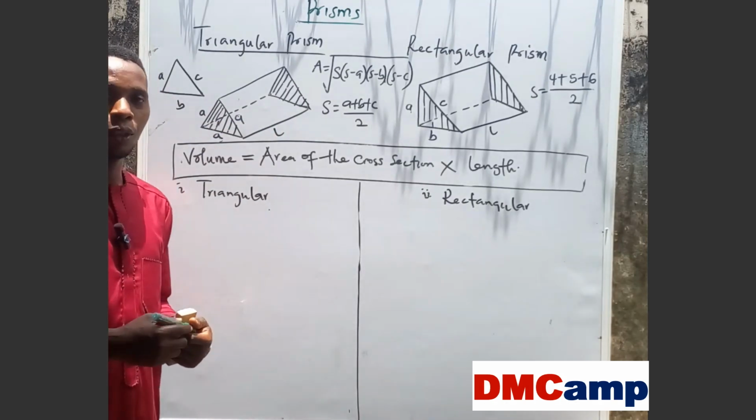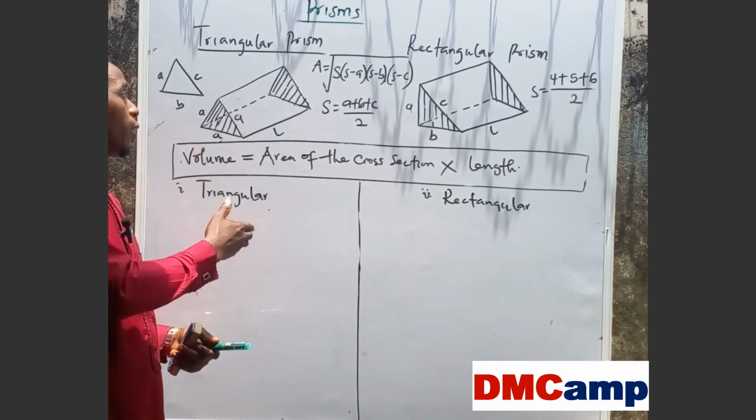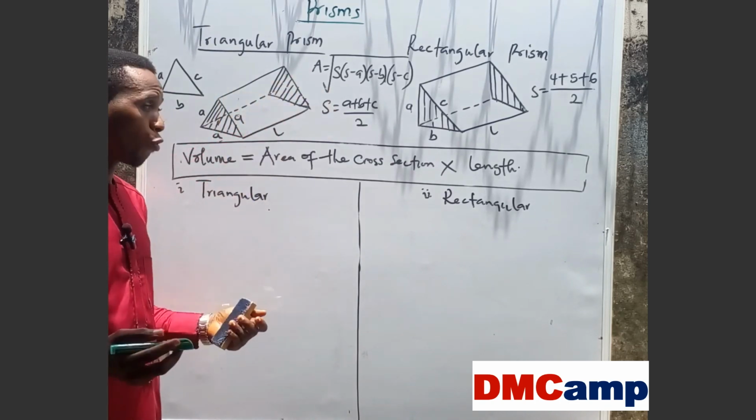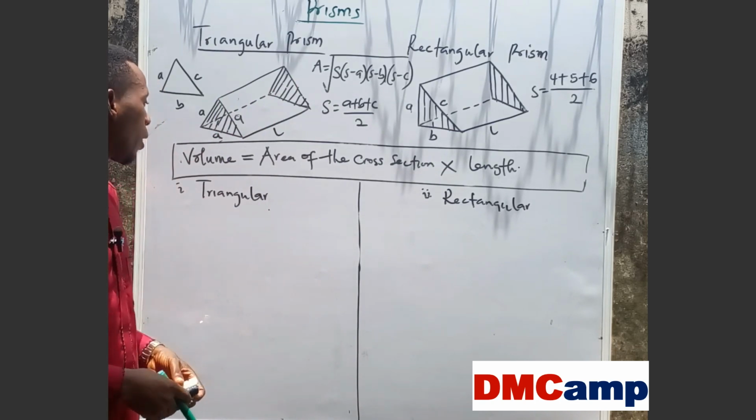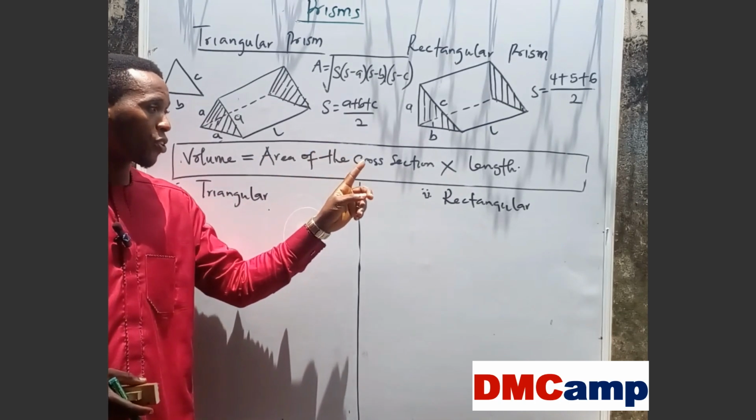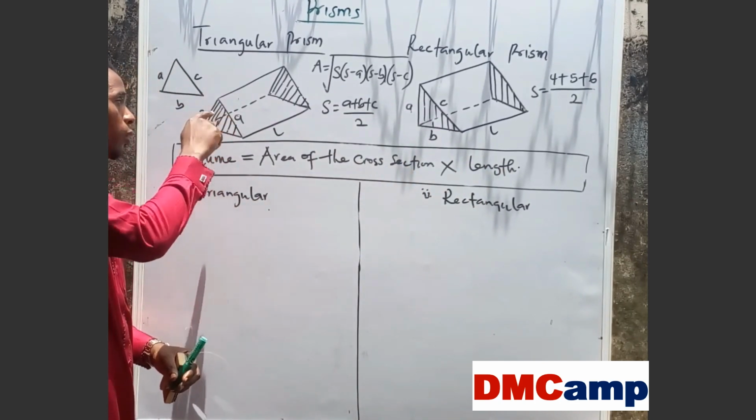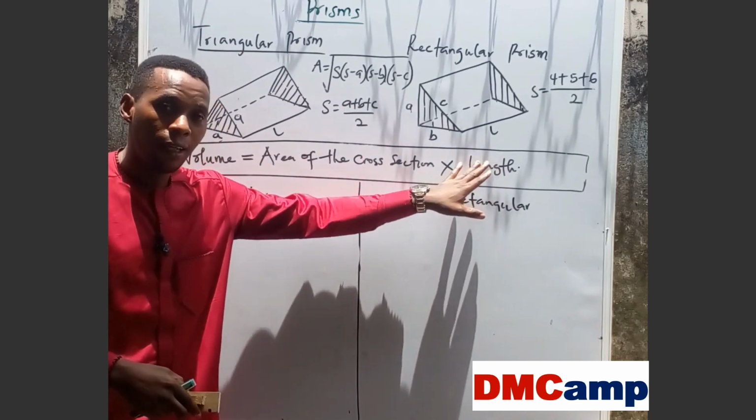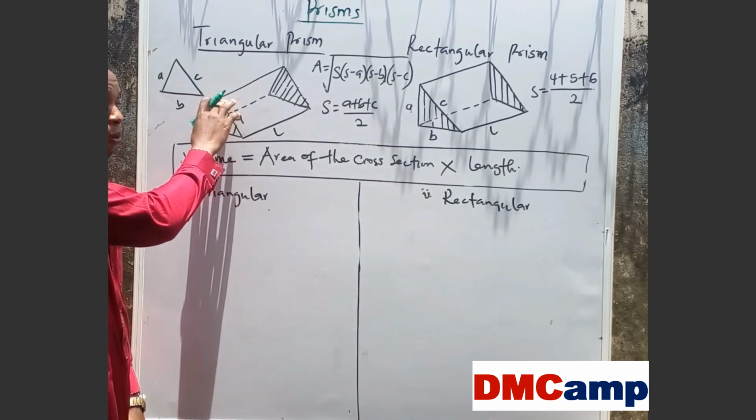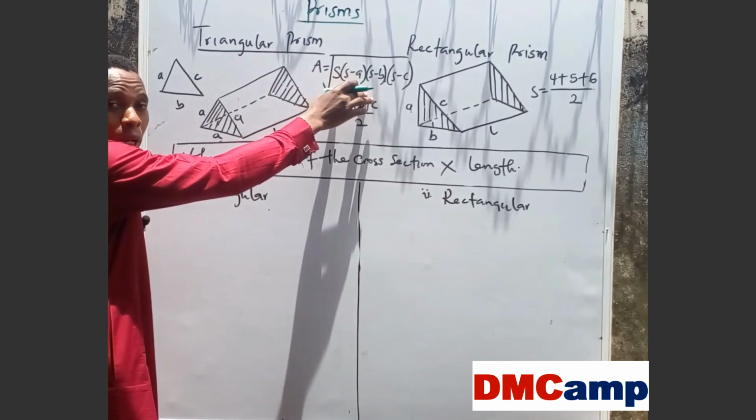Let's quickly see how to derive the formulas for the volumes of the triangular prism and the rectangular prism. Now, the formula simply says that volume is equal to the area of the cross section multiplied by the length. Area of the cross section, then you multiply it by the length. Now, let's see for the triangular. The area for this triangle is given to be this. Use Hero's formula to do that.